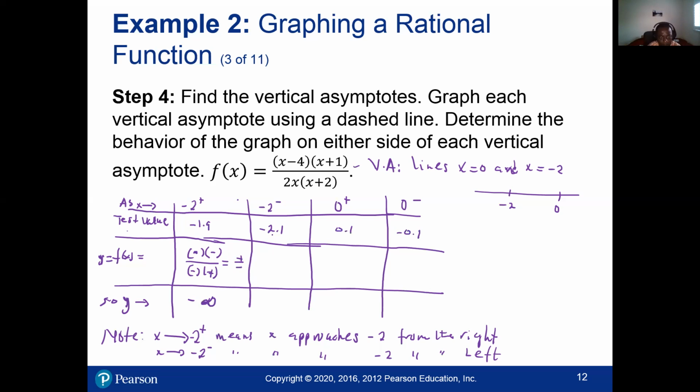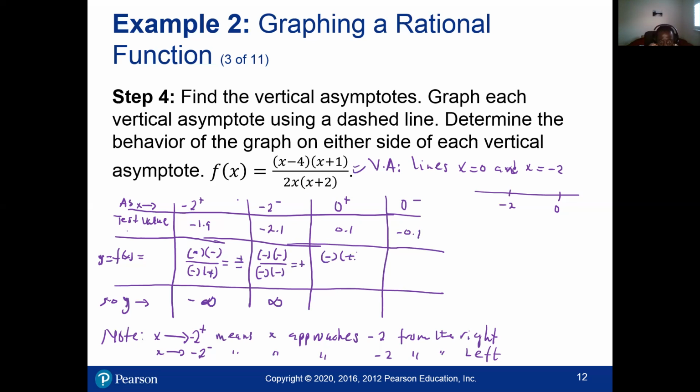Okay. And then when you have negative 2.1, plug it into this same expression. You have what? It's negative for that. And then negative 2.1 plus 1 is also negative. And then we have what? 2 times negative, which is negative. And then negative 2 plus negative 2.1 plus 2 will also be what? Negative. So this will be positive. So this goes to what? A positive infinity.